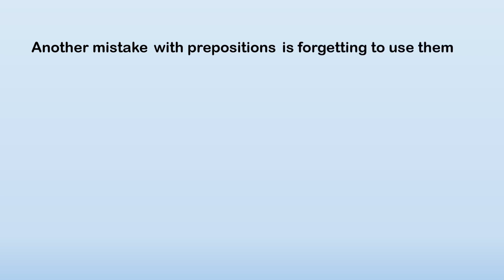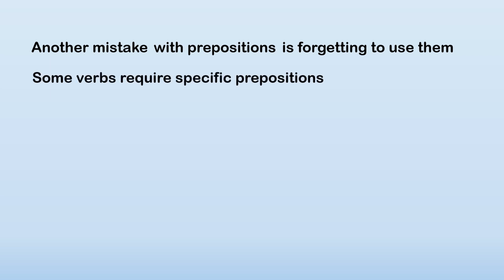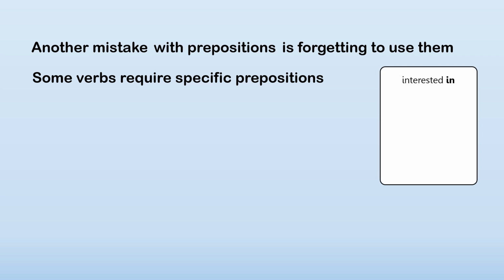Another mistake that people often make with prepositions is forgetting to use them altogether. In English, some verbs require specific prepositions to indicate direction, location, or purpose. For example, interested in, afraid of, listen to, speak with, depend on, look forward to, go to, listen to, wait for.